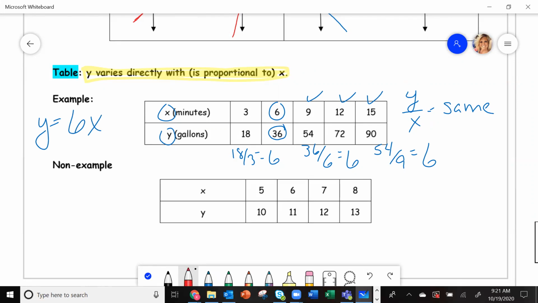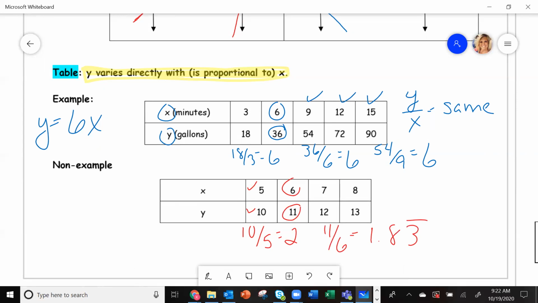Now, an example of what's not a direct variation is this one down below. Again, y divided by x. 10 divided by 5 gives me 2. Well, if I do the next one, 11 divided by 6, does that give me 2? It won't. 11 divided by 6 gives me 1.83 repeating. If they're not always the same, it's not going to be a direct variation. So to find direct variations, you divide those numbers.